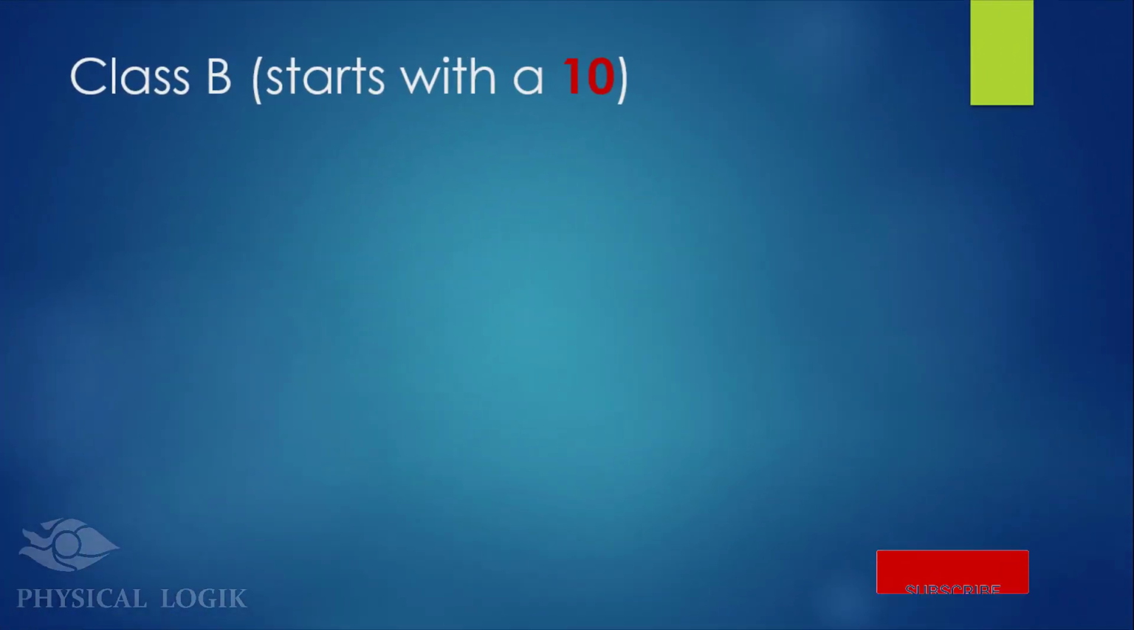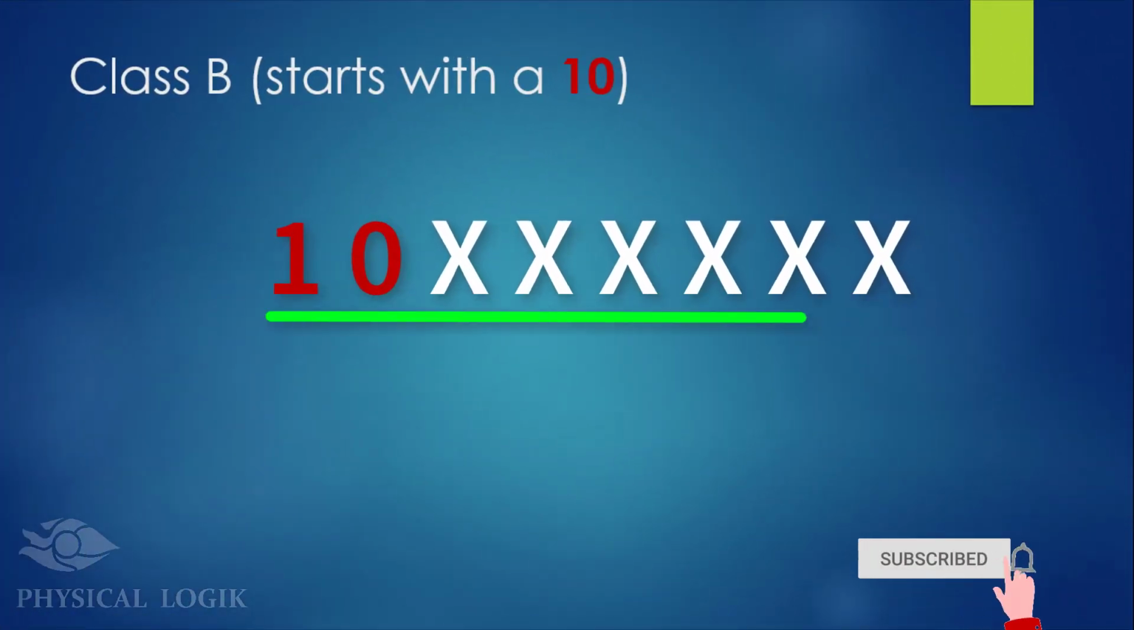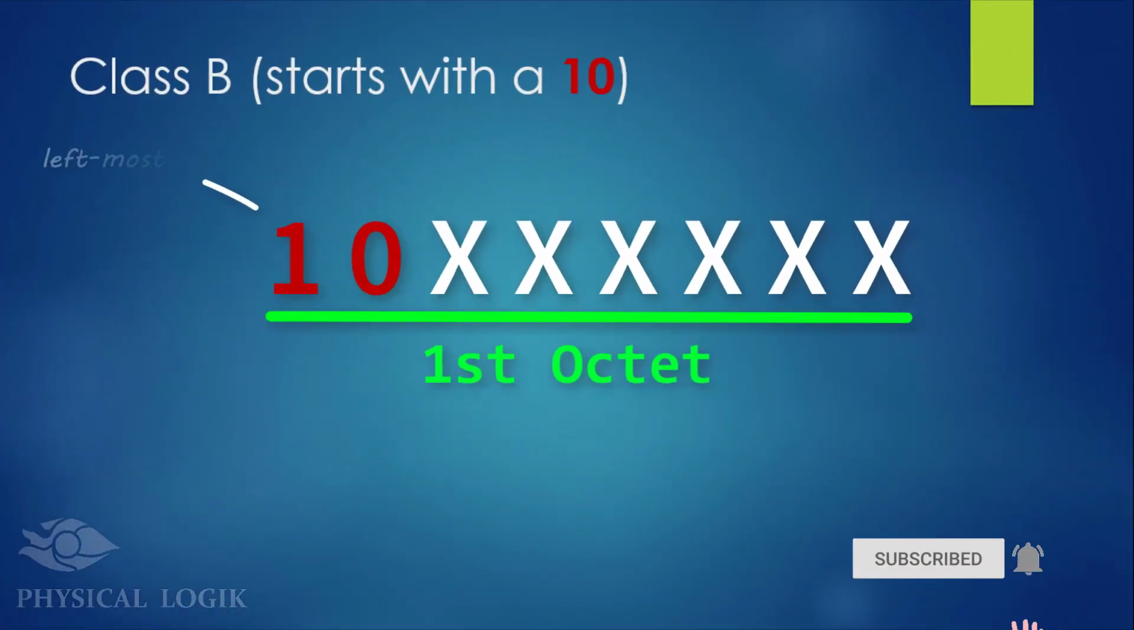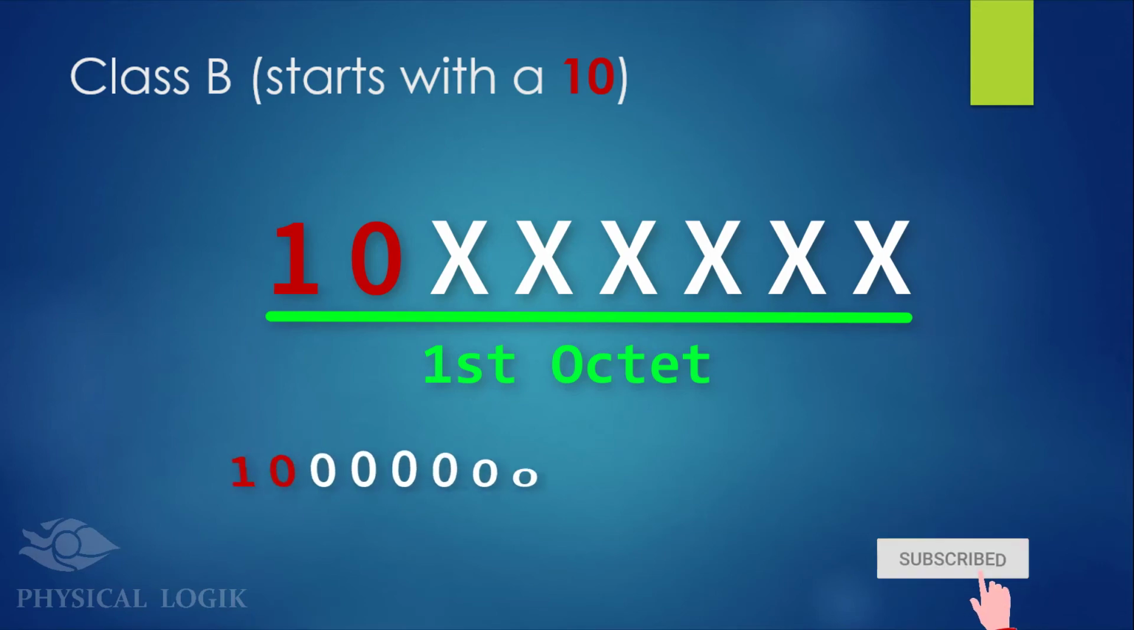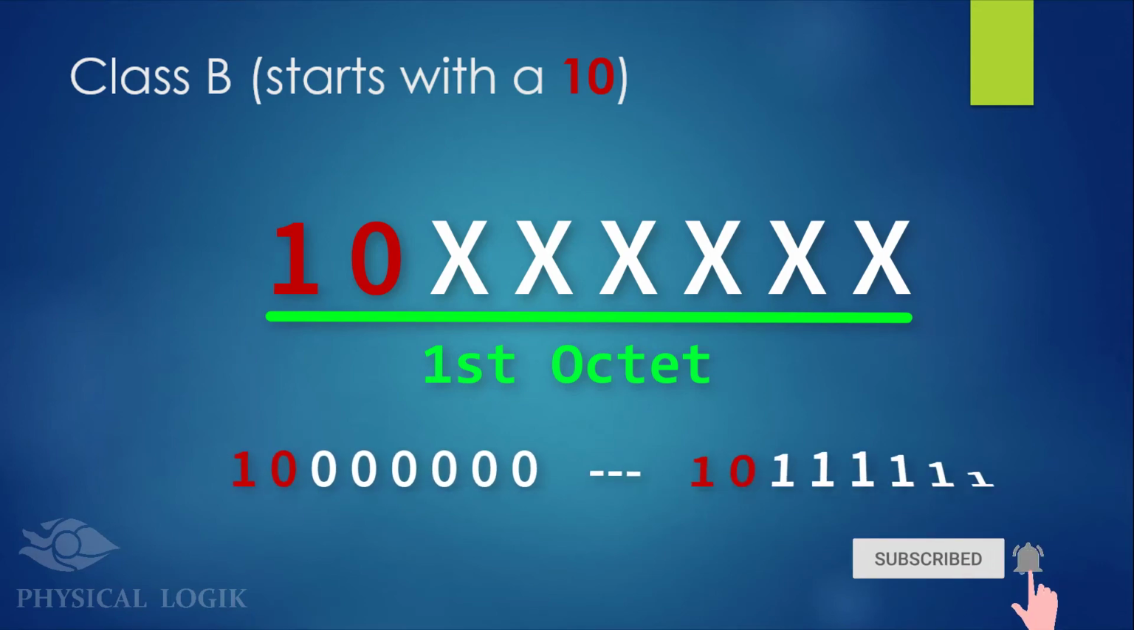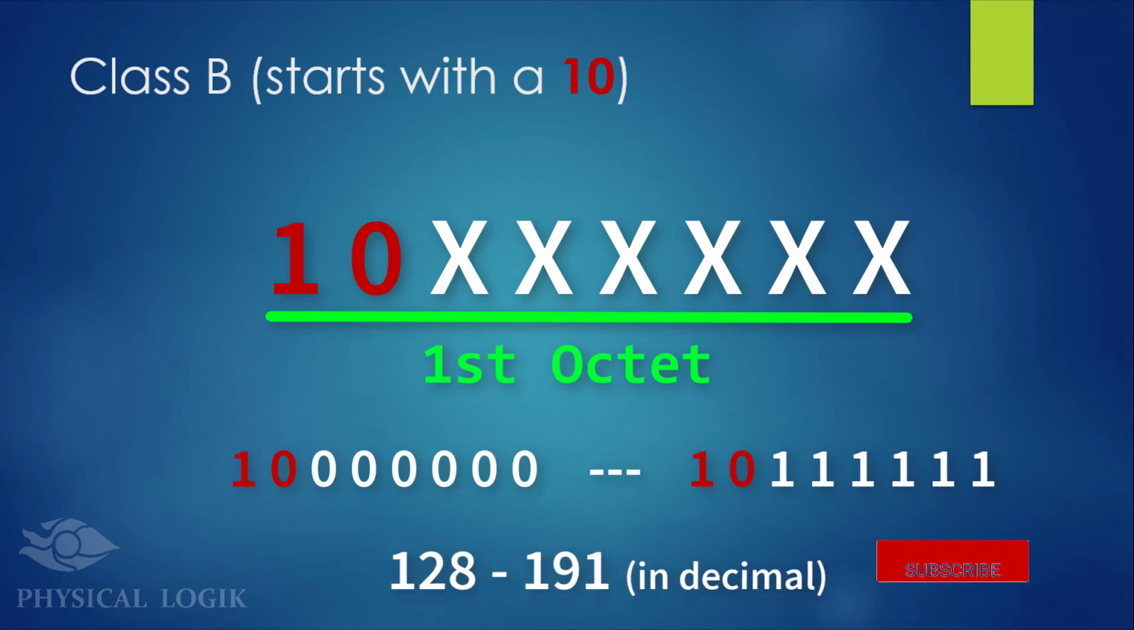Class B. In Class B IP addresses, the higher order bits are 10. This means the possible values you can have for Class B IP addresses is between when all the other bits are zeros and when the other bits are ones. That gives a decimal value between 128 and 191.